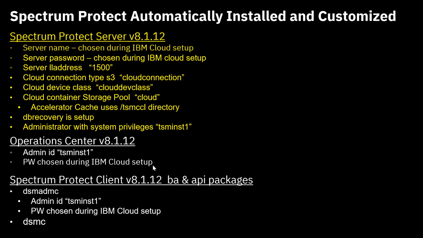First of all, a Spectrum Protect server version 8.1.12. That server name came from what was chosen during your IBM Cloud setup, as was the server password. Your server low-level address will be set to 1500. The cloud connection type will be an S3 and will be named Cloud Connection, and our cloud device class will be Cloud Dev class. The cloud container storage pool is named Cloud, and it does have an accelerator cache that uses the /tsmccl directory. DB recovery is set up, and an administrator with system privileges is also registered, and it has the name of tsminst1 and the password that you chose during setup.